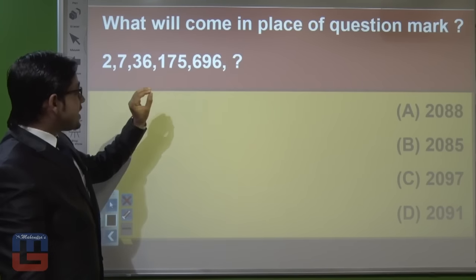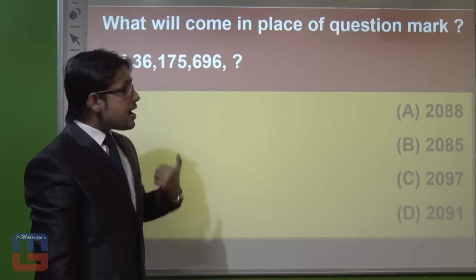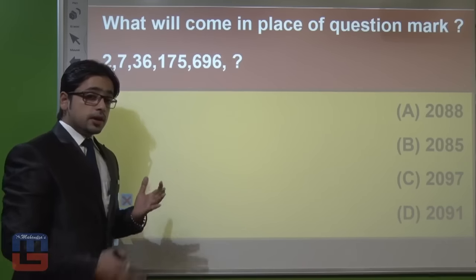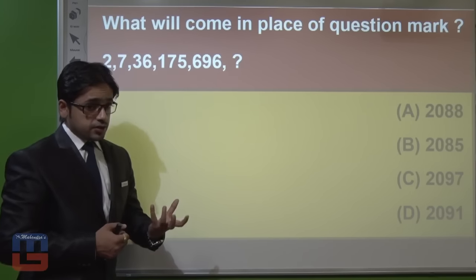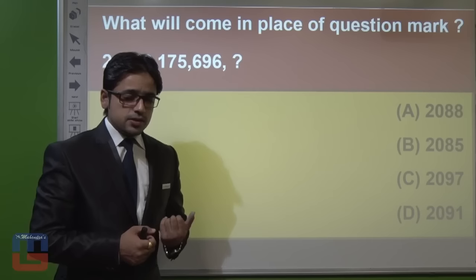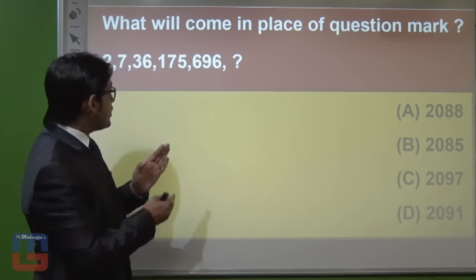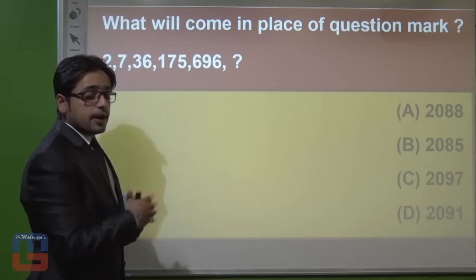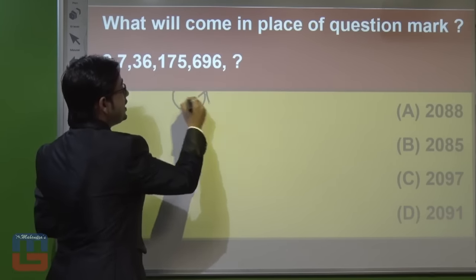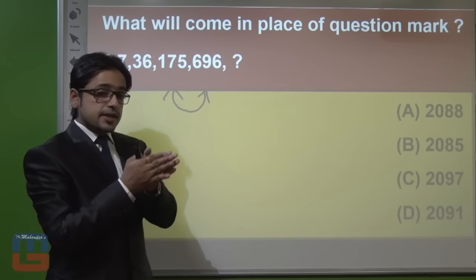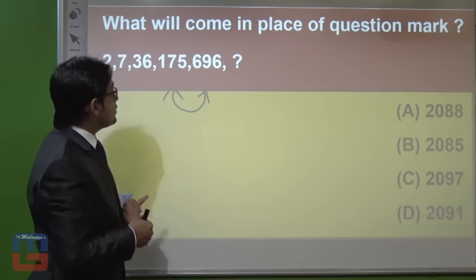2, 7, 36, 175, 696. What will come next? After analyzing the question, the trick which we can implement over here is based on multiplication. How can we easily say that this is a series of multiplication? Do remember, if numbers suddenly increase in bulk, then that will be a series of multiplication. Like you can see here, 175 to 696. There is a huge difference between these two numbers, so we can say that this is a series of multiplication.